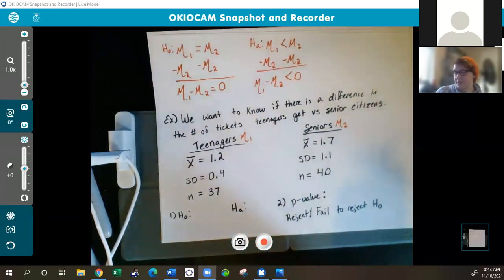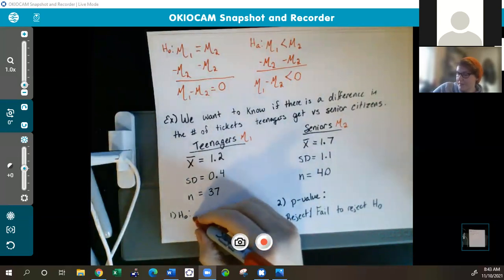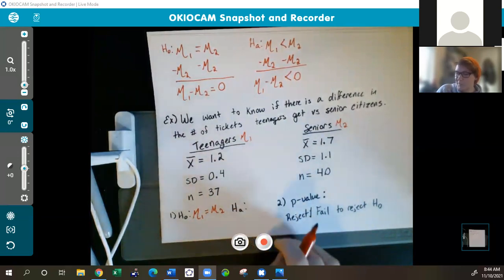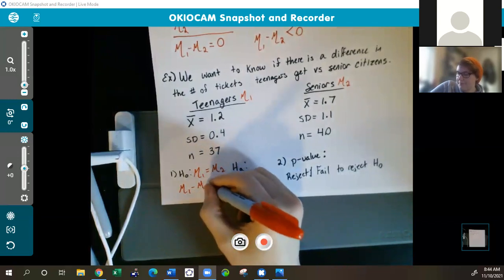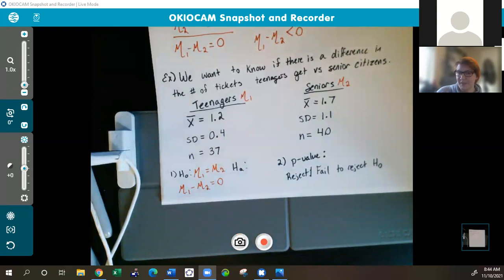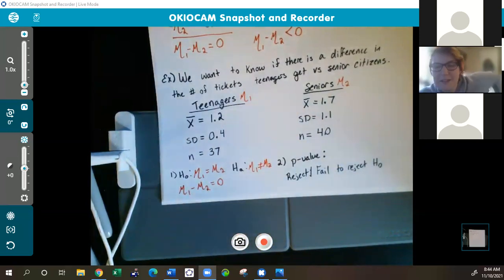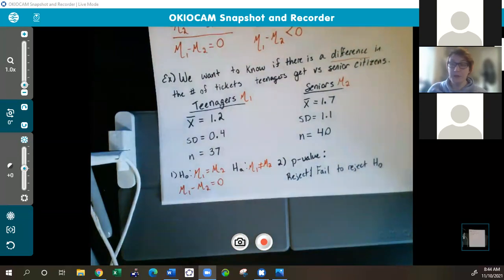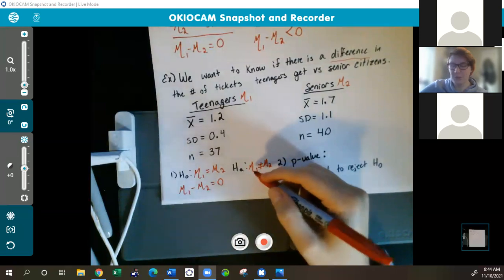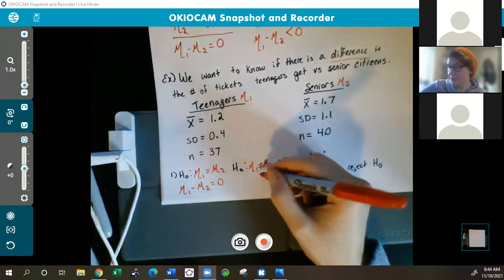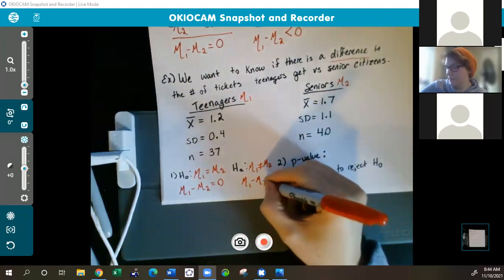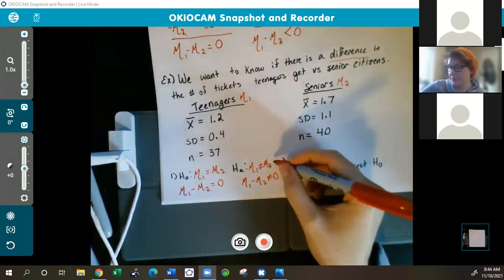So first, let's say that mu 1 is teenagers and mu 2 is seniors. Our null hypothesis is always going to be that these two are equal, which another way to say is that if you subtract them, their difference is going to be zero. Ashley, can you tell me what your alternative hypothesis was? Yeah, we said that mu 1 is not equal to mu 2. Perfect. We said they're just not equal because at the beginning, we just said that there's a difference. We don't know if one is going to be bigger than the other, so we just think they're going to be not equal or different. And again, if you subtract mu 2 from both sides, you have mu 1 minus mu 2 does not equal 0.